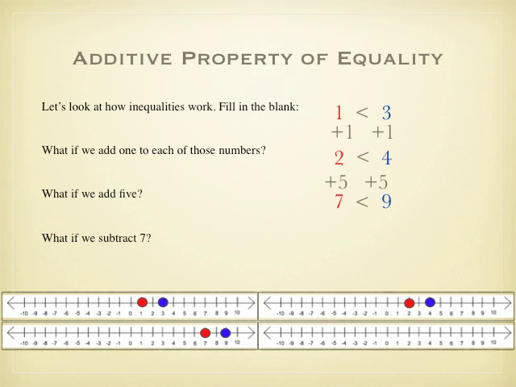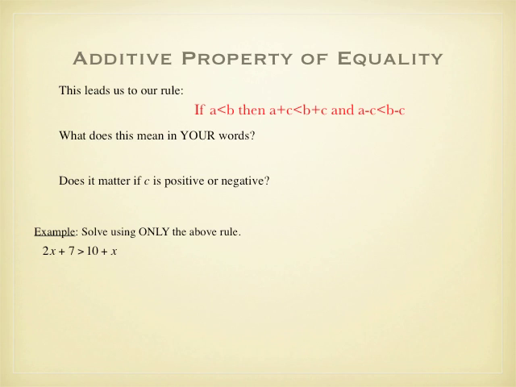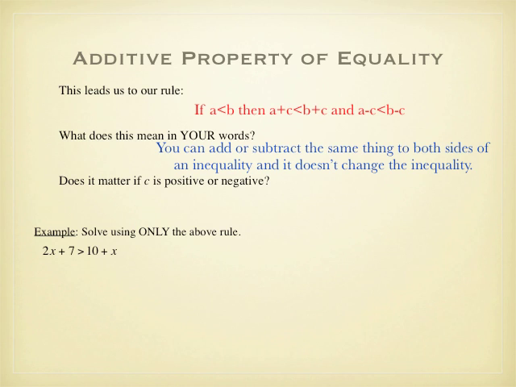I know this is easy, just bear with me. What if I subtract 7? Well, then I have 0 and 2. 0 is still less than 2. So no matter if I add or subtract the same thing to both sides, I preserve the inequality. So this is our rule. If A is less than B, then A plus C is less than B plus C, and A minus C is less than B minus C. What this really means is we can add or subtract the same thing to both sides of an inequality, and it doesn't change the inequality.